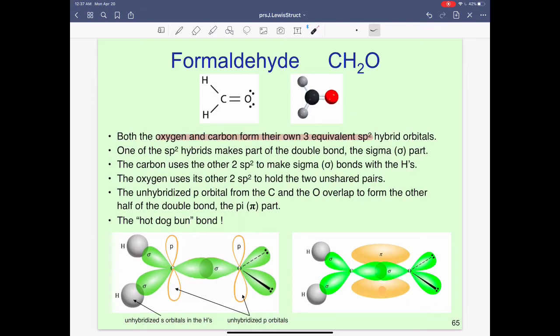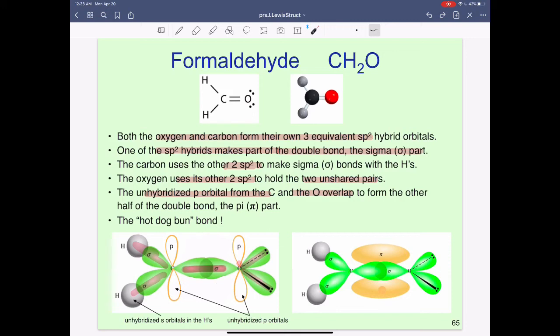So if I look closely at the carbon, here are the 3 sp2 hybrid orbitals. One of the sp2 hybrid orbitals will make the part of the double bond called the sigma bond. Carbon will use the other 2 sp2 hybrids to bond with hydrogen. Just as in oxygen, one part of the hybrid is used to make the sigma bond, and the other 2 lobes of the hybrid orbitals will be used to hold the 2 unshared pairs. The unhybridized p from the carbon and the unhybridized p orbital from the oxygen will effectively bend and end up overlapping.